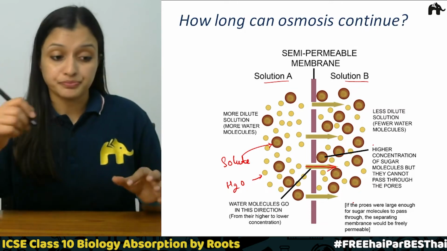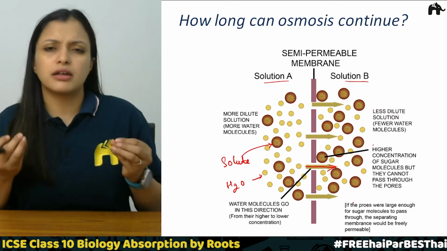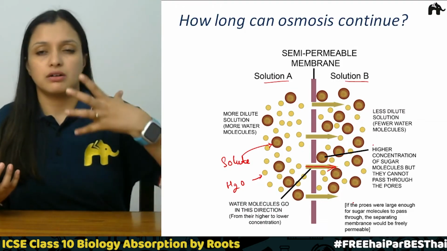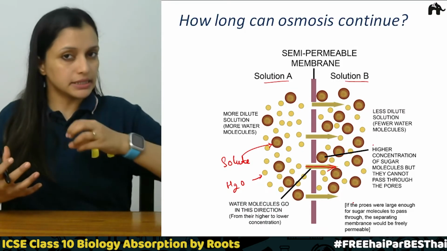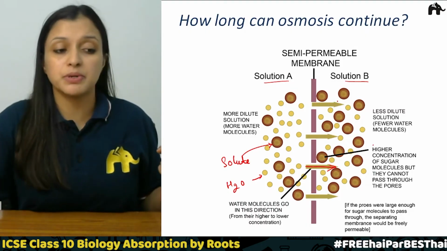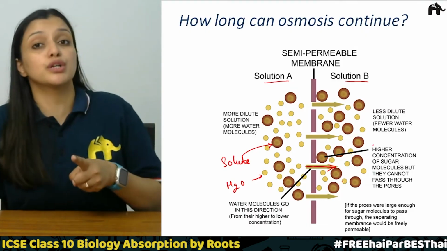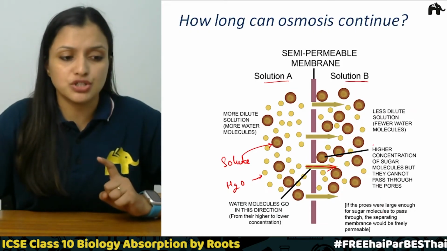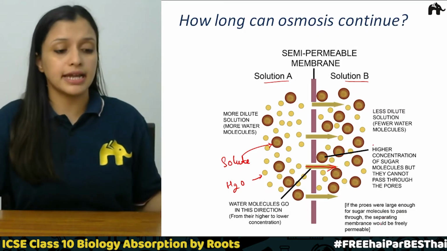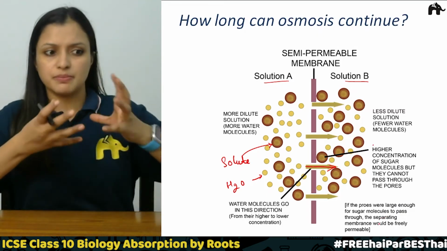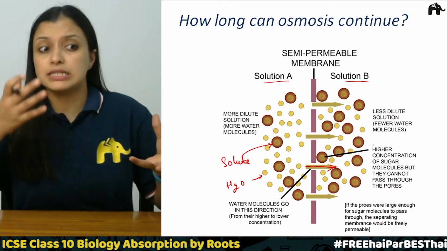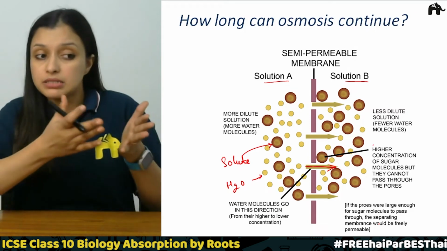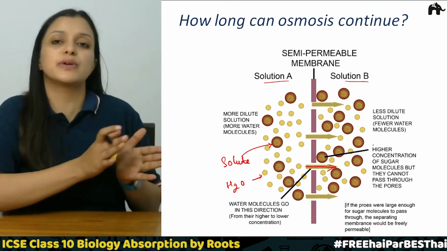So now the water molecules will go from solution A to solution B, from this side to this side. Correct? Now since the pores are not large enough, these solute particles cannot move. Since this is a semi-permeable membrane, it will allow only water molecules to pass through, not the solute molecules, right? Now if the pores were large enough, sugar molecules would have passed to the other side, right? In that case, this membrane would have to be a freely permeable membrane, but this is a semi-permeable membrane, so only water molecules will pass.